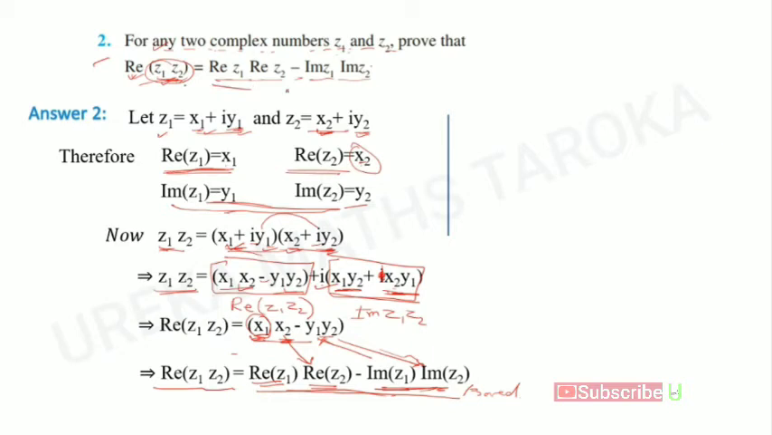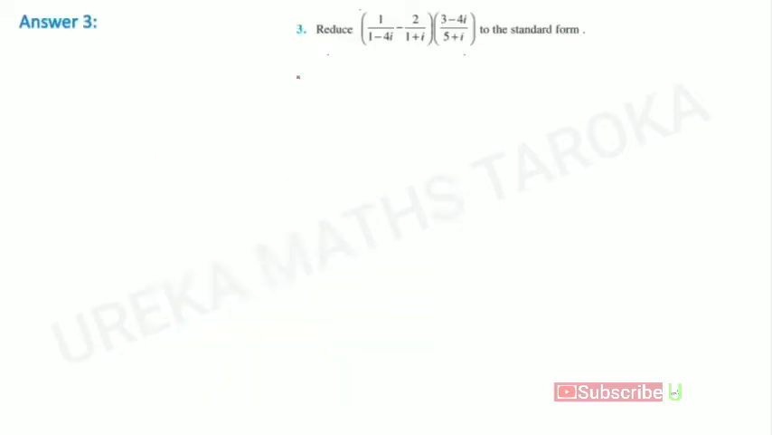We saw in the question that we have to prove this. Now, what does question number 3 say? Reduce this expression to the standard form. Standard form means the a plus ib form, which is the standard form of a complex number. So we will simplify this to this format.